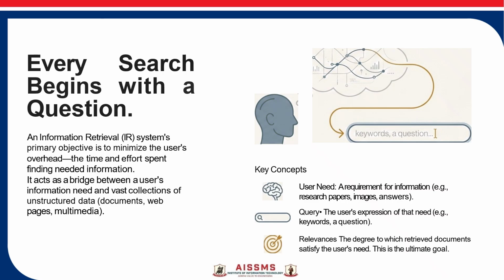Every search engine begins with a question. Every search engine begins with a user need, which is requirement for information like a research paper or a specific answer. To find it, you translate that need into a query, a formal expression using keywords or questions. The ultimate goal of an IR system is to minimize your overhead, saving you the time and effort of manually searching through unstructured data to find relevance.